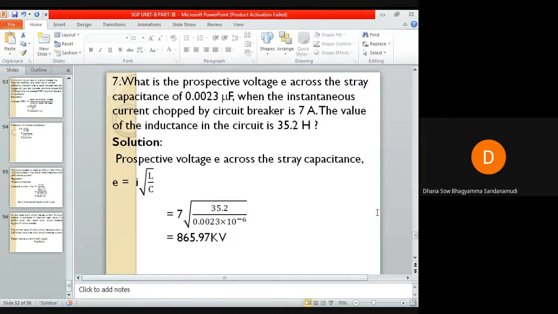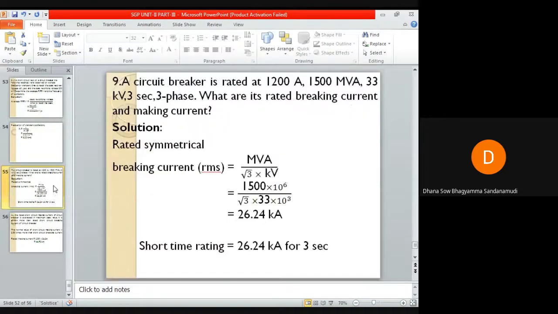So it's a very small problem. Directly you can solve it if it is given in your exam. Okay, next problem.